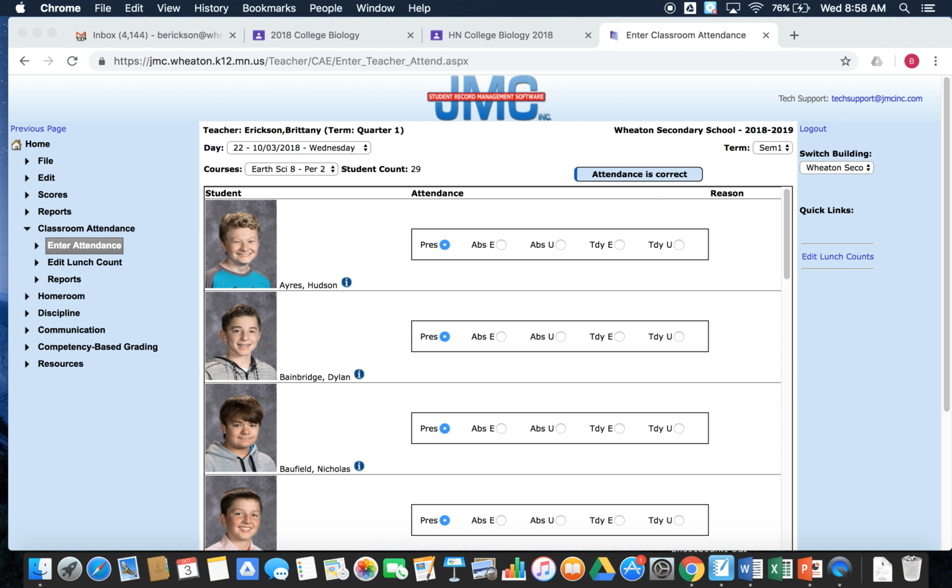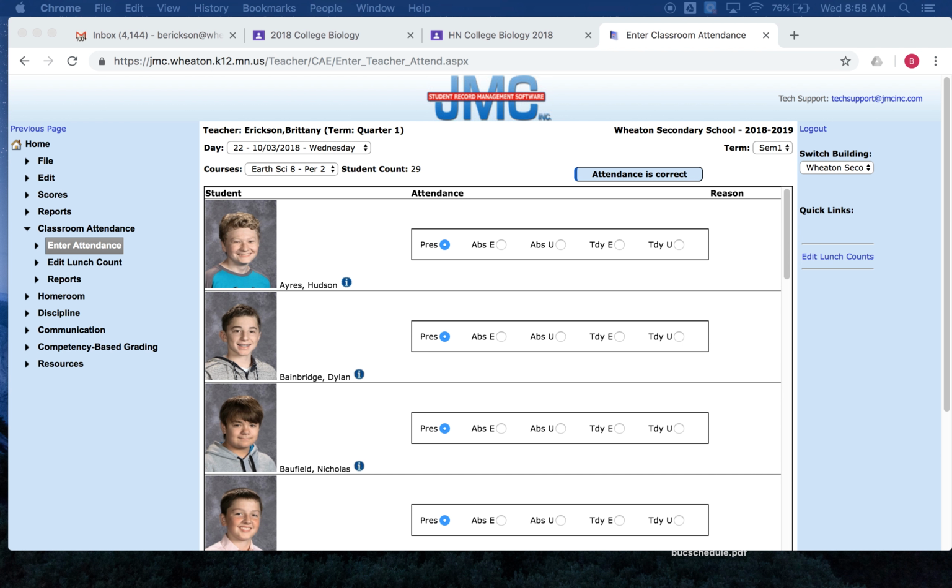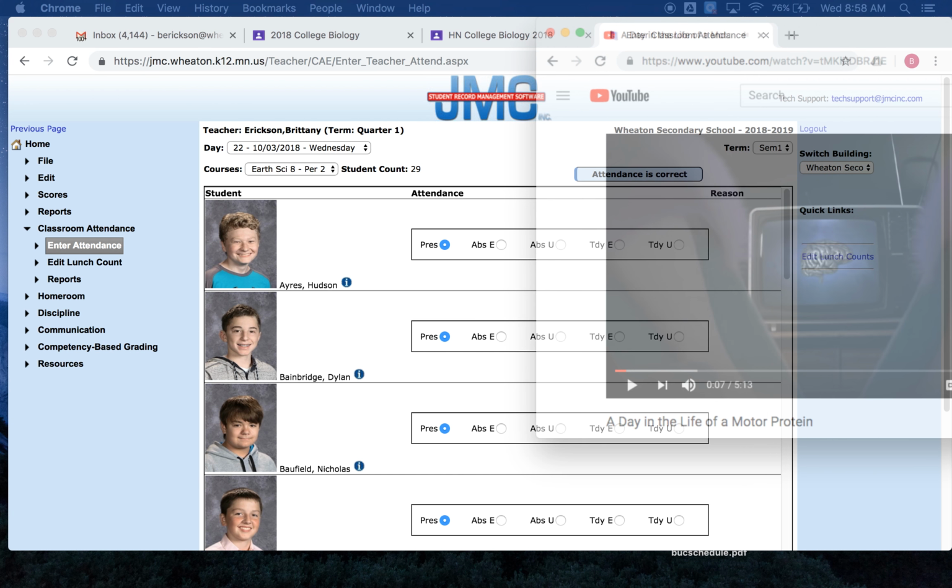Okay, this is a computer diagram of the motor protein moving here. So, watch the feet. Yeah, so I think those were feet. I don't know.